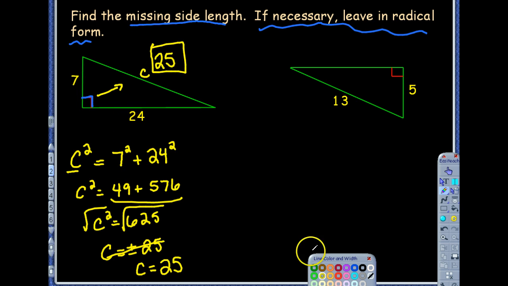Gotcha. Okay, next one. Hey, real quick, do you notice there when you found the hypotenuse, what do you notice about that length compared to the others? Oh, yeah. That hypotenuse should be the longest side. Is it the longest side? It is. So we're good. It's a good check for yourself.